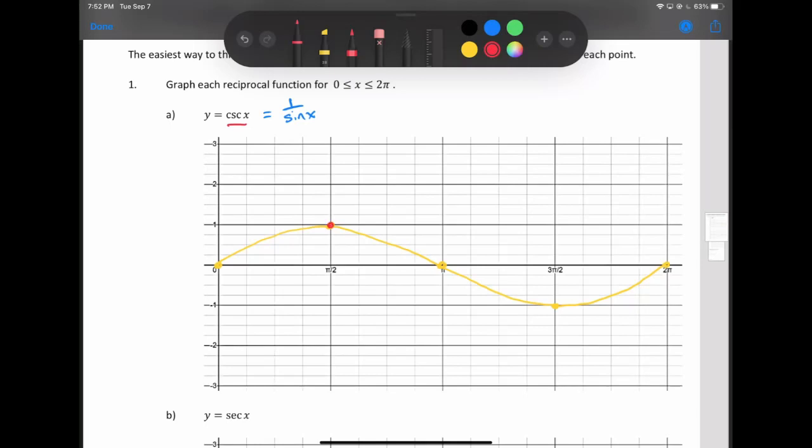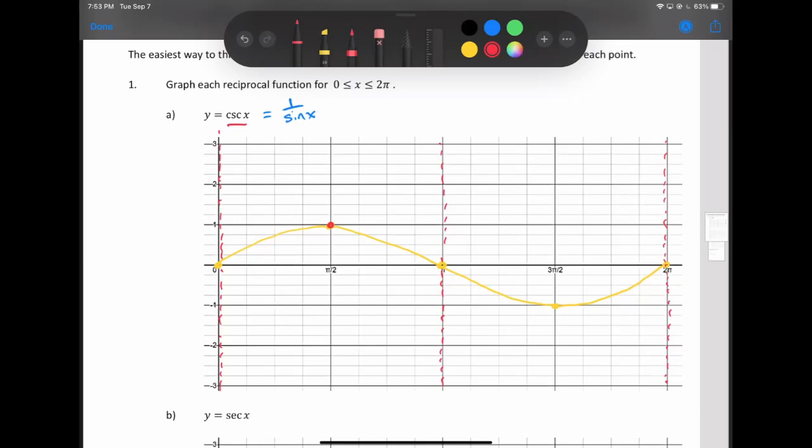So I'm going to put a bunch of points on here and say, okay, this one right here, what's the reciprocal of 1? Well, it's 1 over 1, which is still 1. What's 1 over 0? 1 over 0 is undefined. That means this function will not be defined at that point. It also will not be defined at that point. It also will not be defined at 2 pi. So there's 3 vertical asymptotes there.